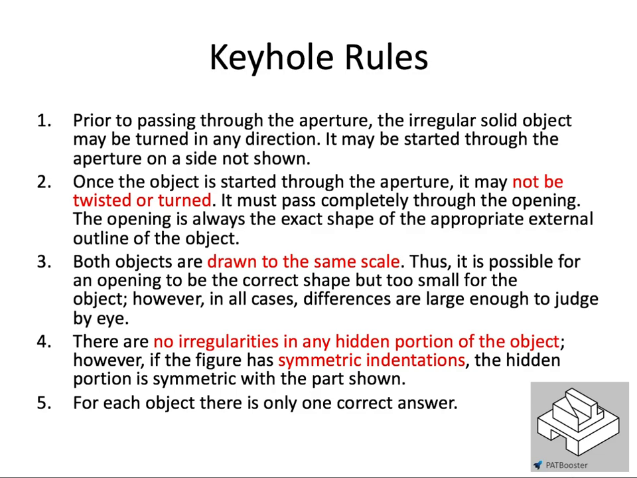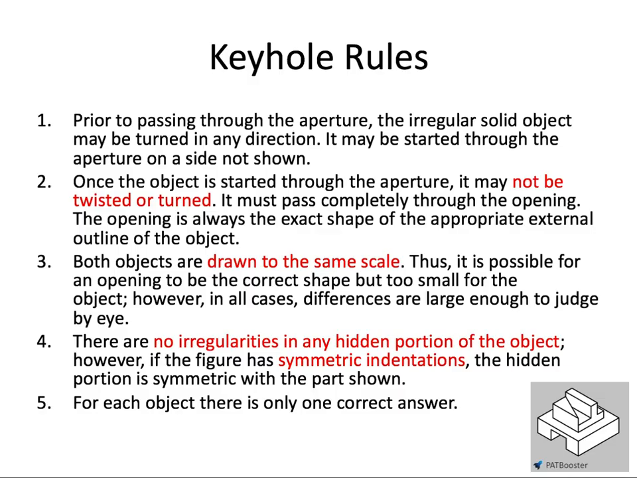So this is the list of rules for this game, and many of these we've already talked about. Rule number 1 says that prior to passing through the aperture, the irregular solid object may be turned in any direction, and it may be started through the aperture on a side not shown. So in other words, you can manipulate the object in any way so that it enters the hole via top to bottom, front to back, or side to side. But once it's started through the aperture, it must be pushed through absolutely straight, and that's exactly what rule number 2 says, that once the object is started through, it may not be twisted or turned around.